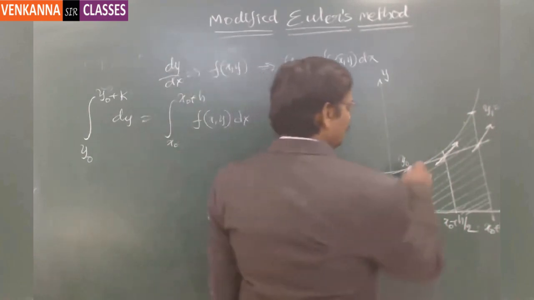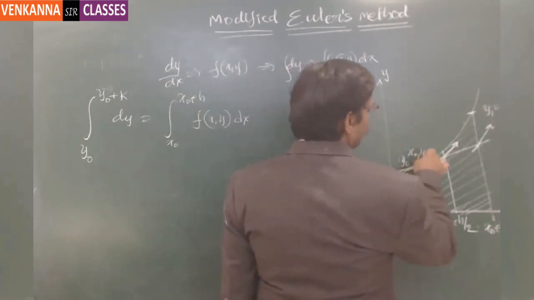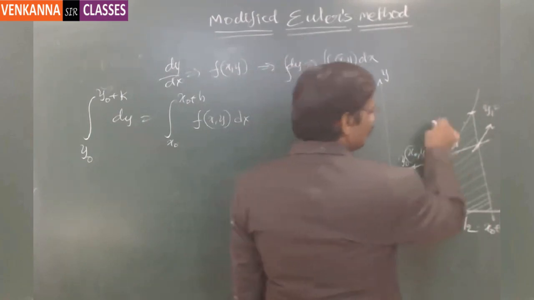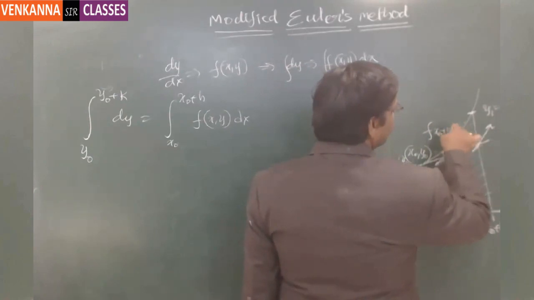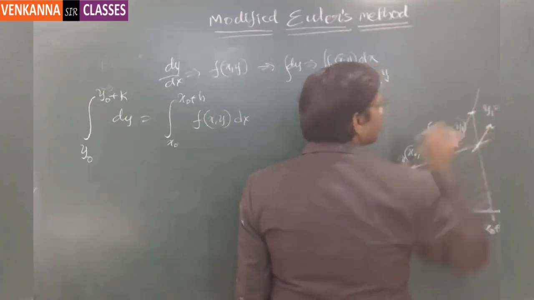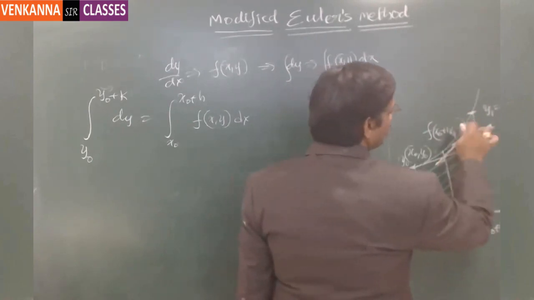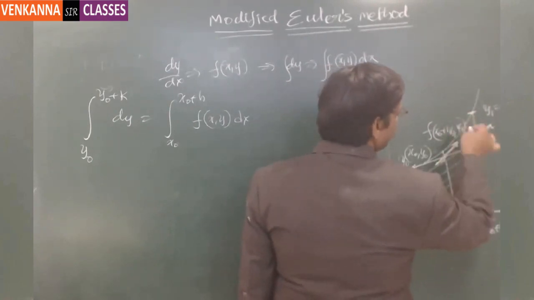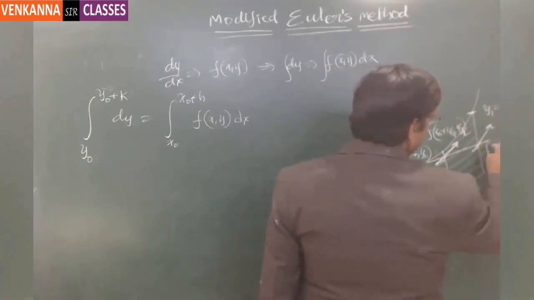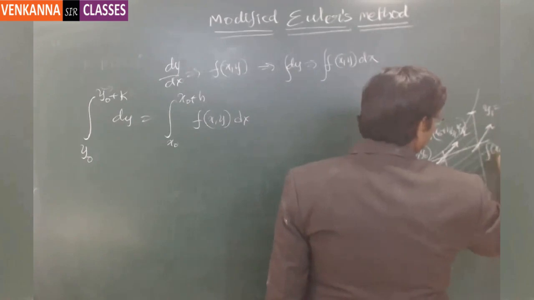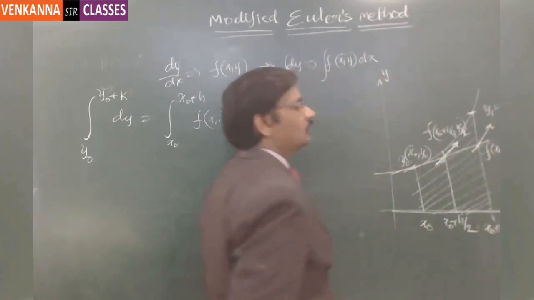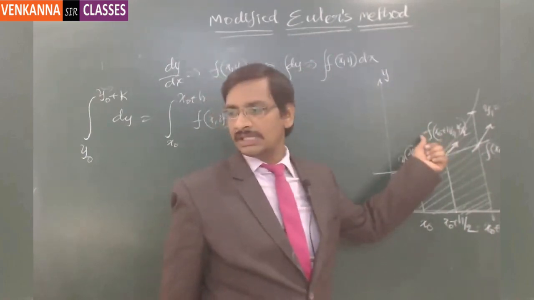Here the function value is x naught comma y naught, and here the function value is going to be f of x naught plus h by 2 comma y1. So I call this as k by 2. And then the last one is f of x naught plus h comma k. So the slopes we can calculate with the help of these functional values.